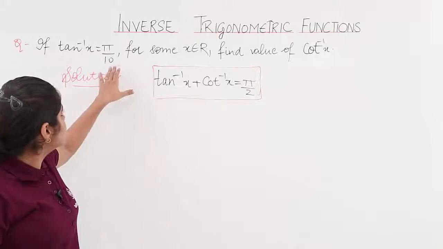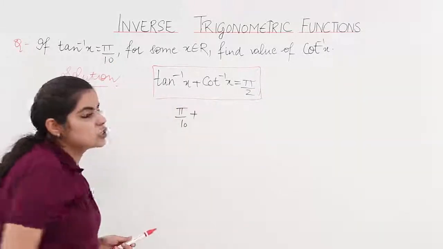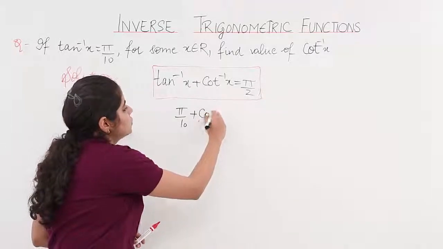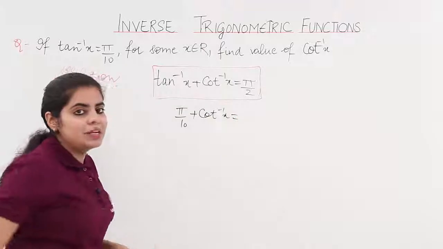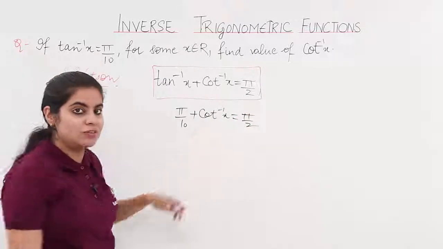What is tan inverse x? It is pi by 10. Put the values. What is cot inverse x? It is required for us to find out. We write just cot inverse x. Pi by 2 remains as it is. It's a constant quantity. Finally, what is cot inverse x?